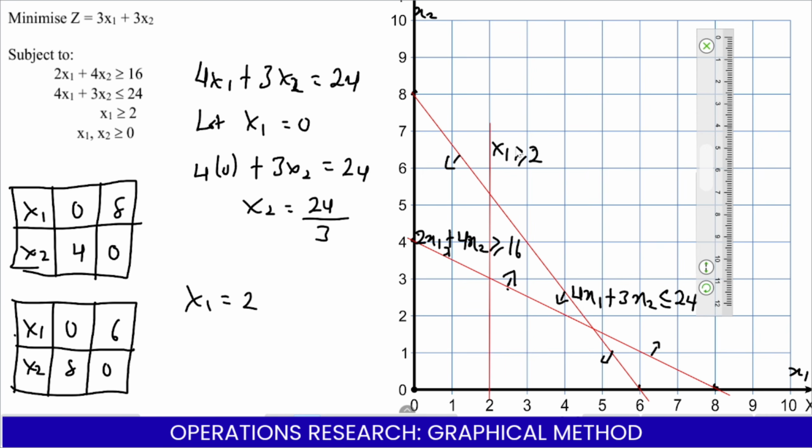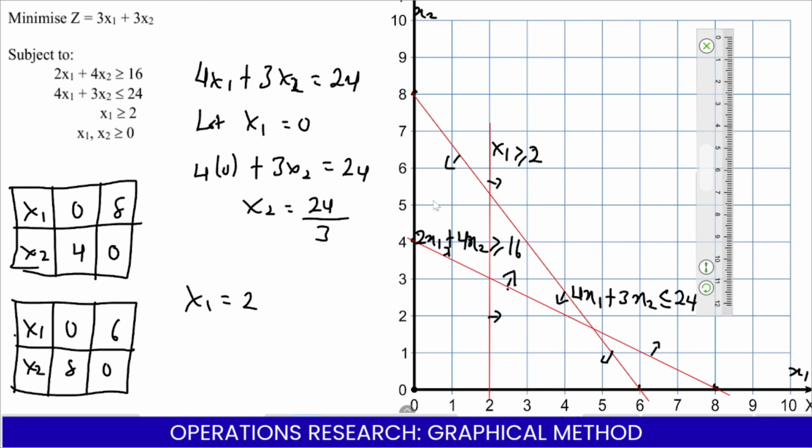And then this one is greater than or equal to all the points above it or to the right side of it. This one I can take as a simple number, so all numbers greater than 2. All right, so let's look for our feasible region.